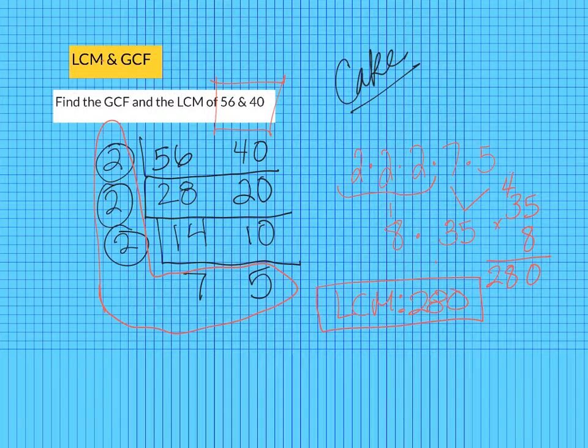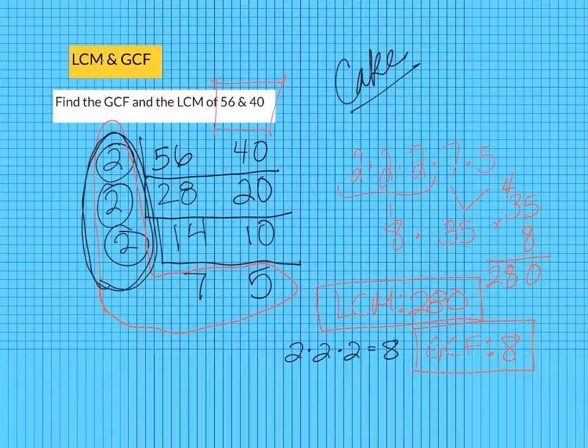Awesome. But we also need to find the greatest common factor. Well, here's the thing I love about this method. We already have. By circling up the numbers that we divided out on the left-hand side, these prime factors or smaller factors will give us our greatest common factor. So 2 times 2 times 2 is 8. So our greatest common factor is 8.